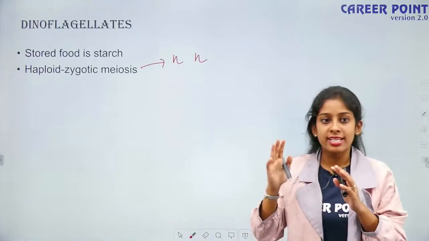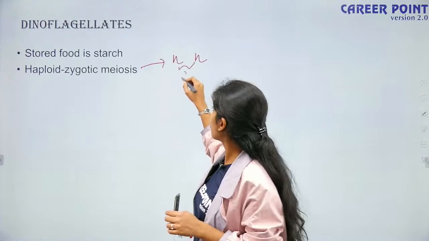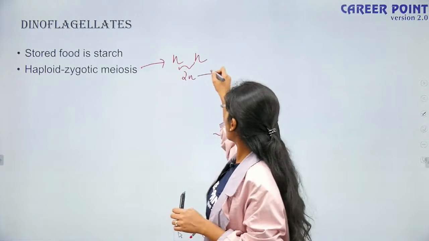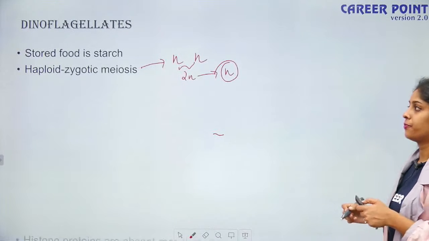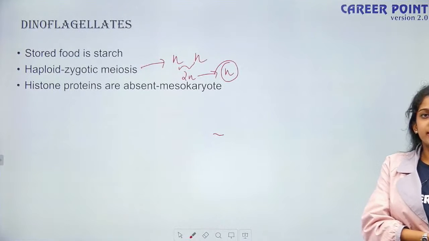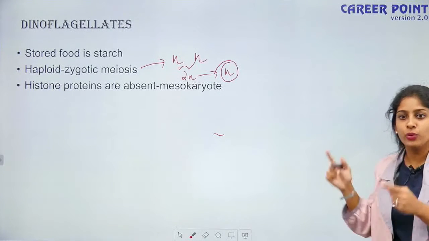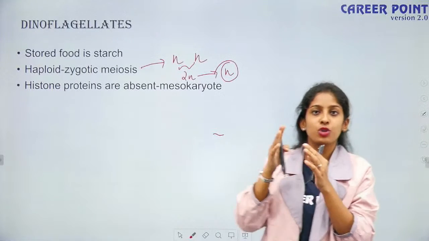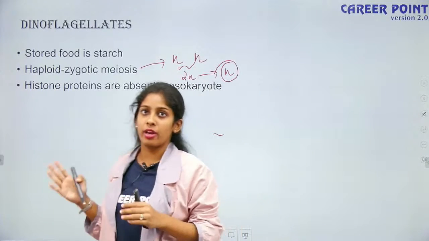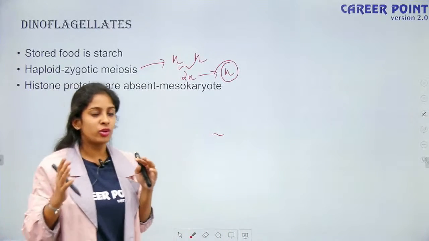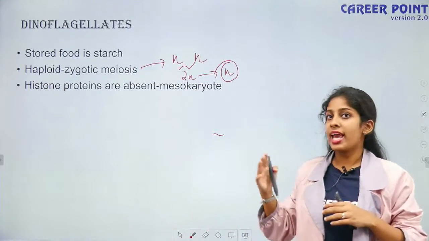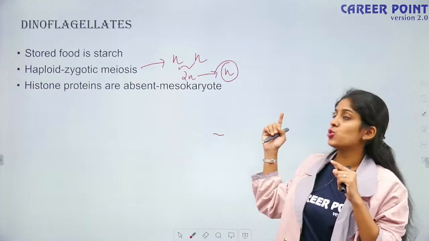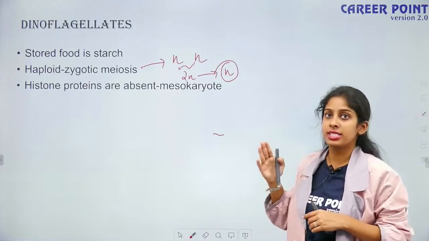So your protist has a haploid cell and it fuses to form a diploid. This will undergo meiosis to give you an adult protist, right? So histone proteins are absent. Mind you, we are talking about protists, and I told you protists are unicellular eukaryotes. According to our difference between prokaryotes and eukaryotes, eukaryotes are properly packed, right? So they have what are called histones. But this is one exception where your histone proteins are absent.